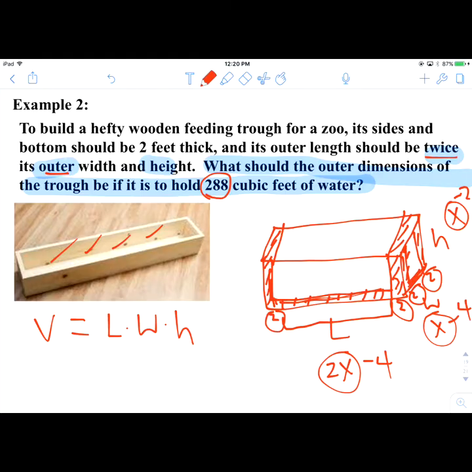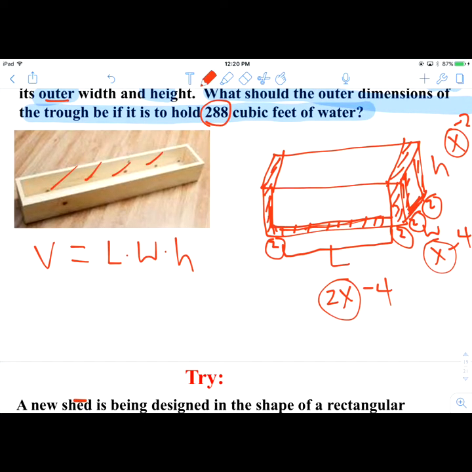So our new formula for the volume: we are given the volume is 288. We know the inner length for the volume calculation should be 2x minus 4, right there. The width is actually x minus 4.